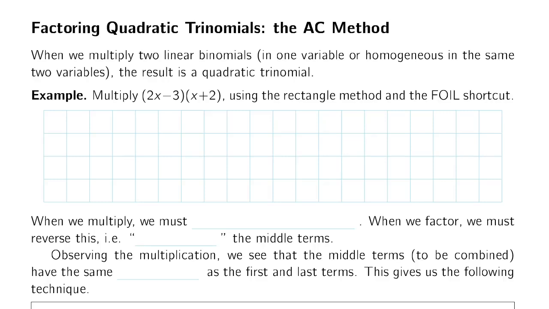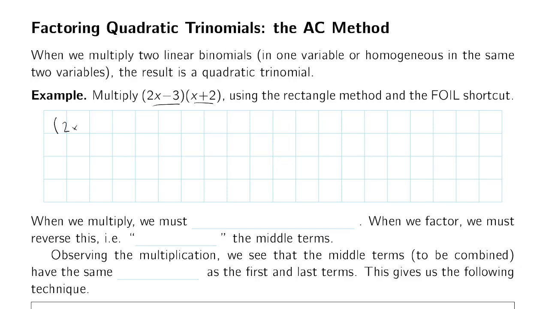Let's take a look at what happens when we multiply two linear binomials. And this happens when the two linear binomials are either in one variable or in two variables but the same variable. As an example, let's multiply 2x minus 3 times x plus 2. And we're going to use the rectangle method and also the FOIL shortcut just to help us look at what this looks like. FOIL first.